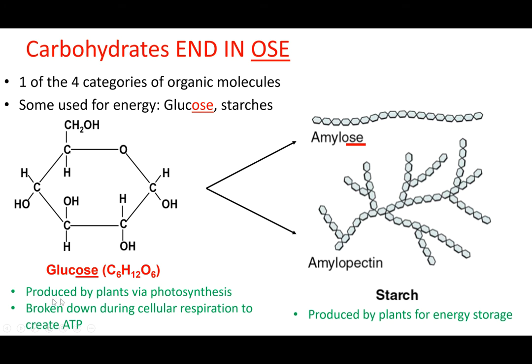Produced by plants via photosynthesis, broken down during cellular respiration to create ATP, right? And when you put glucose together, you get a lot of different kinds of starch, but two that you should know: amylose, which is a straight chain, and amylopectin, which is branched. And these are molecules that are used for energy storage. The energy is stored in the bonds between each of these monomers, because remember, a chemical bond is energy storage. So the more bonds you have, the more links in the chain that you have, the more energy you have. These are energy storage.